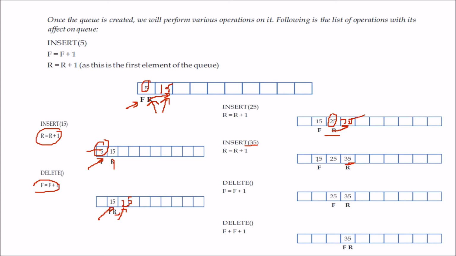And then you want to delete. So 15 will be deleted. F will now point to 25. And if you want to delete again, F is going to point to 35. So this is how insertion and deletion is done.